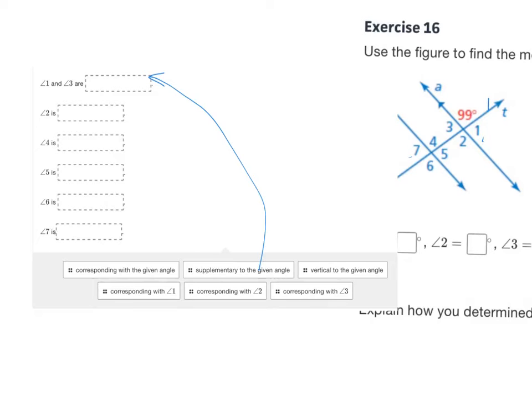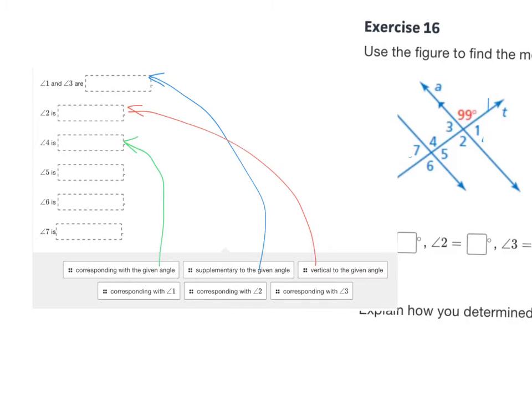Alright, angle 2. If we look at angle 2, it's directly across from the given angle. That's got to be vertical to the given angle. And I don't, oh there it is, vertical to the given angle. So that's going to be angle 2. Angle 4, if we look at angle 4 is in the same position, right? So we call that corresponding. So do we have corresponding to the given angle? We do have corresponding to the given angle.